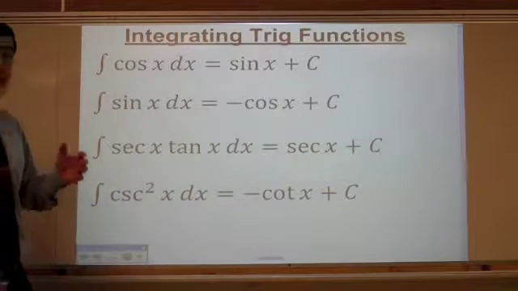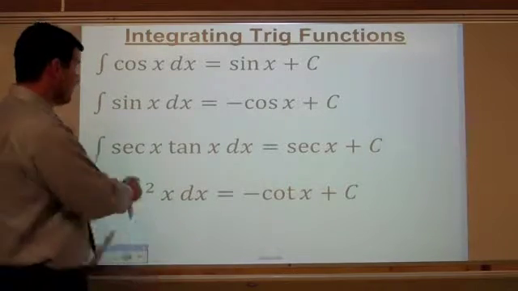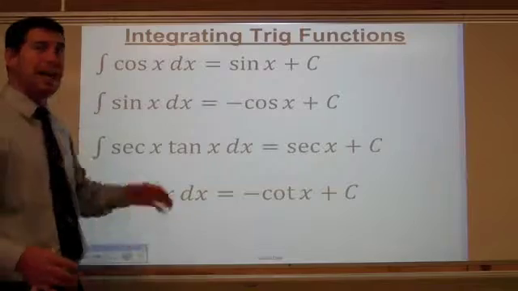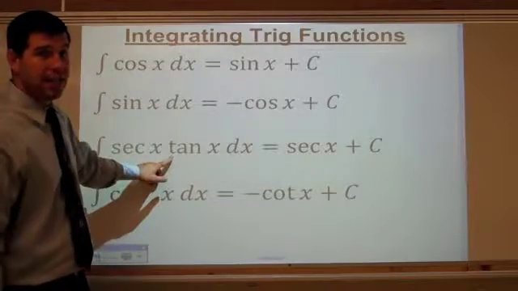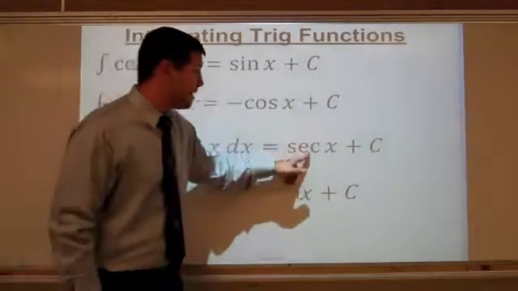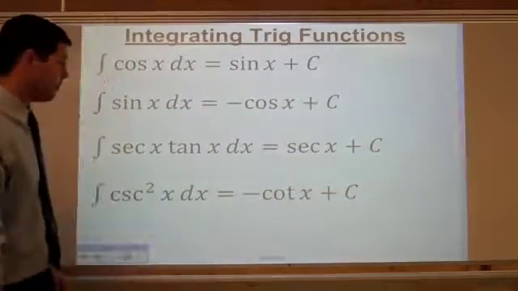And like I said, you need to know your trig derivatives. So if you see something that's secant tangent, or something that can be rewritten as secant tangent, you know the antiderivative of secant of x tangent of x with respect to x is secant of x plus c.